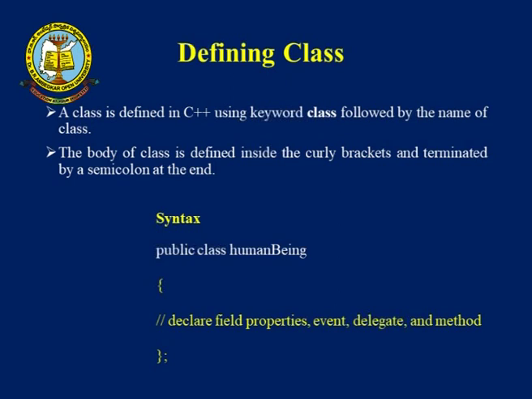Next is how we can define a class in the C++ programming language. Using the class keyword we can create a class, and after the class keyword we have to give the class name. Then we implement the body of the class within curly brackets, an open curly bracket and a closed curly bracket. After completion of the body of the class we have to end with a semicolon.